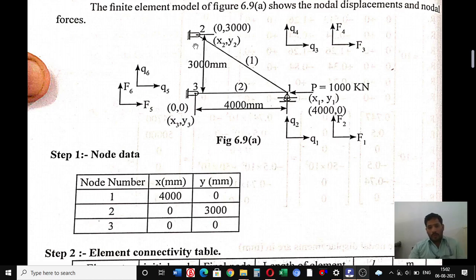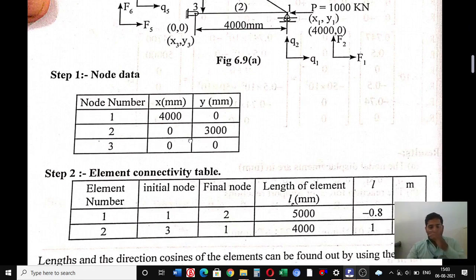Come to node 2. The x2 value is 0, y2 value is 3000. Come to node 3. Here all values are 0 because we are considering this third point as the origin point. If you consider the third point as the origin point, all the values become 0, 0, 0.